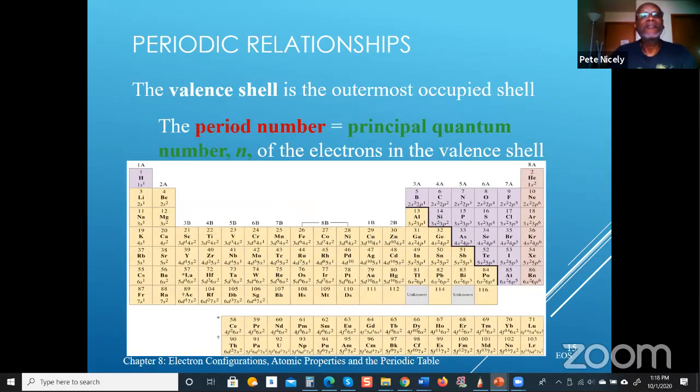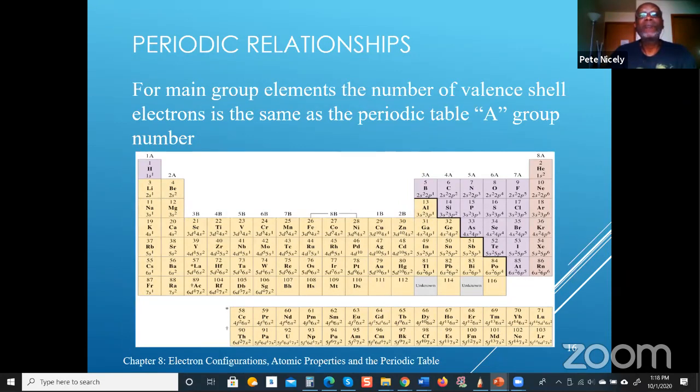Okay, and then when it comes to the actual number of electrons in the valence shell, that's where the group number comes in, especially for the A group elements. Now, what I'm about to say will apply only to the A group elements. It will not apply to the elements in the transition region, right? So basically, for the main group elements, the number of valence shell electrons is the same as the group number for that element.